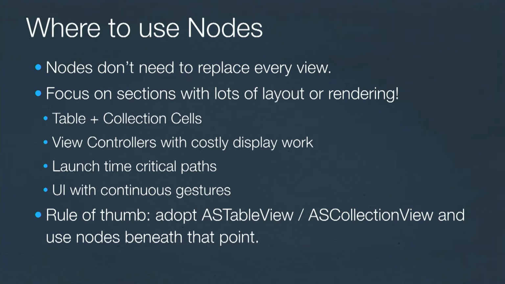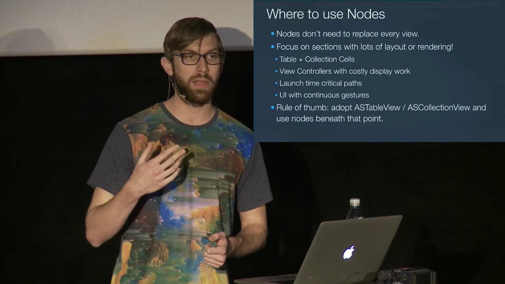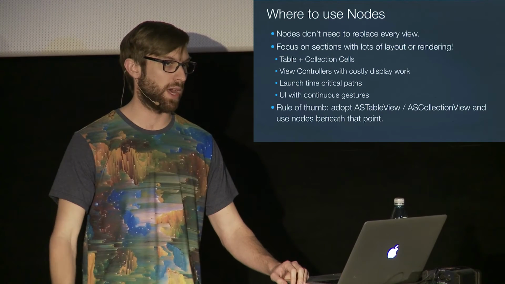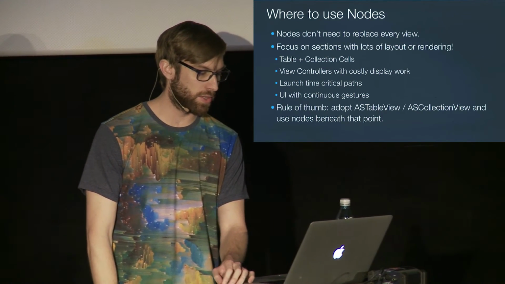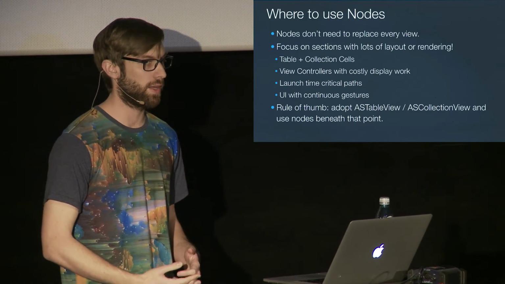Nodes don't need to replace every view. What's the best place to convert usually is the table view or collection view. This is why the ASTableView and ASCollection classes are actually views. They're not nodes, because it's sort of a reminder that you can replace your UITableView reference with an ASTableView, and that will ask you for a node for index path instead of cell for index path. That does a lot of this work automatically for you in deciding when to render ahead, managing memory, and this kind of stuff.